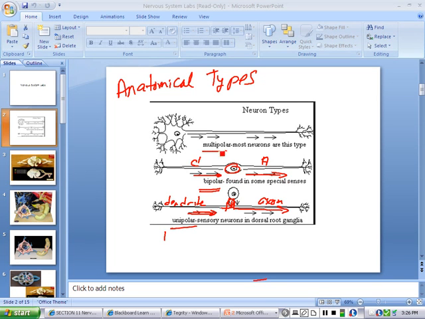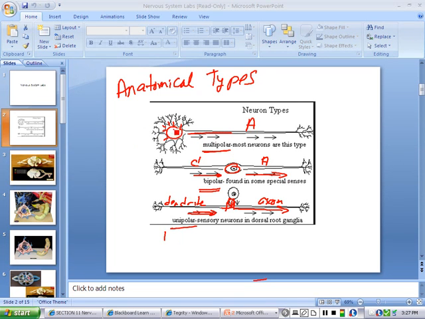Now multipolar, this looks most like what you're used to. This looks more like a motor neuron, the same thing you talked about in the muscle unit, a neuron that would synapse with a muscle. You've got a bunch of somethings coming off the cell body. So here's your cell body. There's more than two somethings. You have one axon. They all have one axon. So this has 1, 2, 3, 4, 5, 6, 7 dendrites. It can have 2 or 3 or 4 or 5. It's just going to have more than one.